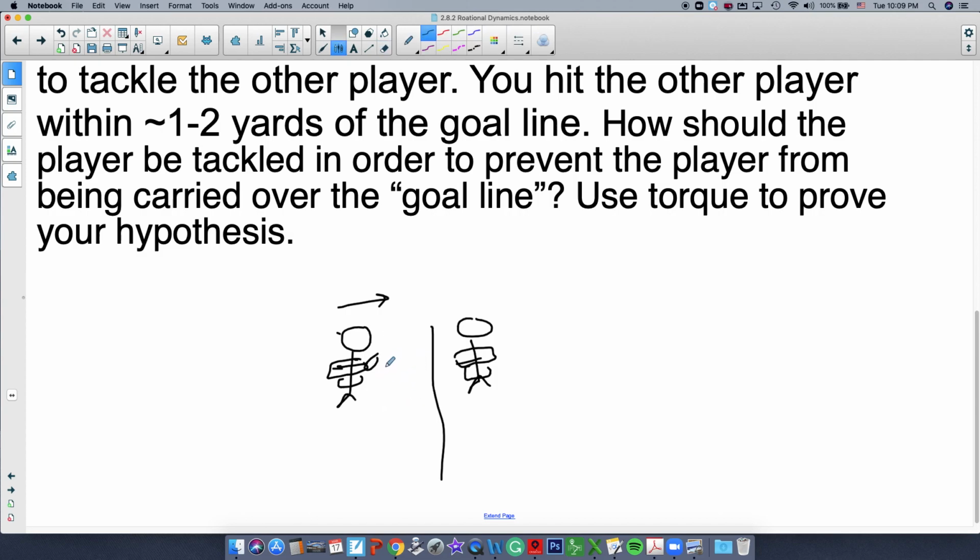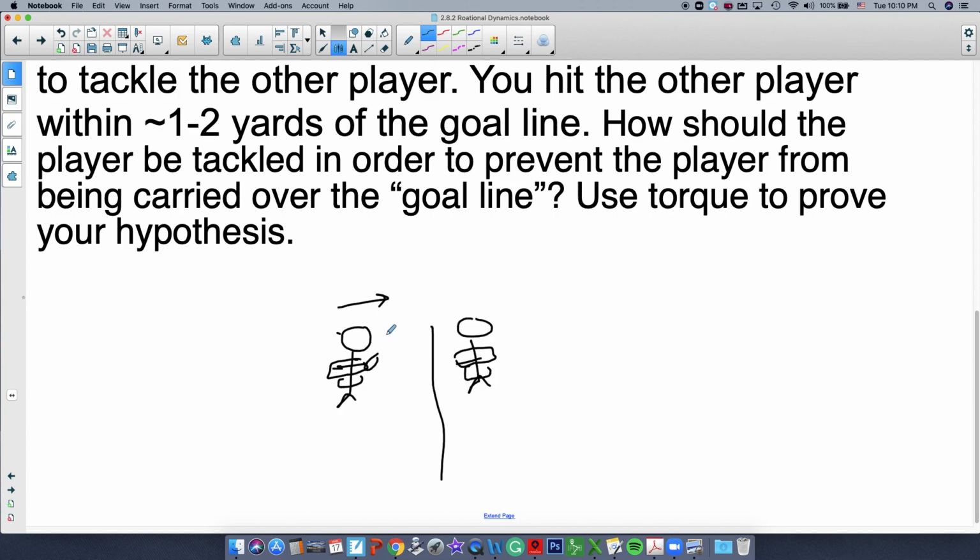Okay, so do we want to hit him right there? Do we want to tackle him right there? Well, depending on how big he is and how fast you're going, that could result in a stalemate, or that could result in you going back or him going back a little bit. But let's just say that he's going faster than you.